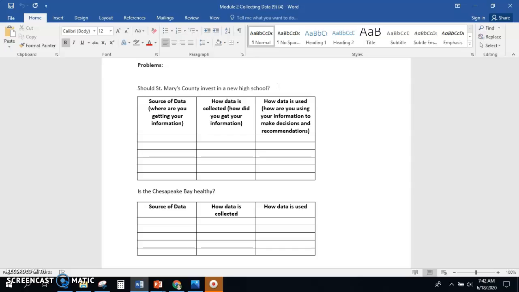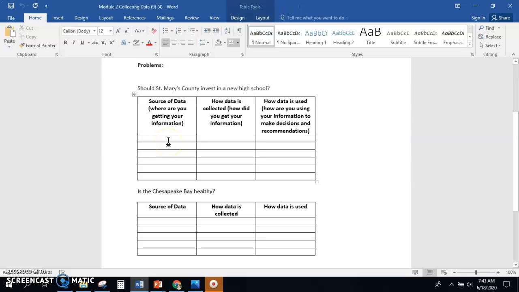So what you're going to do is think, what are some good search terms? Maybe student enrollment. Maybe St. Mary's County Public Schools, period. You can see the different high schools that we have, right? So your source of data, where are you getting your information from? If you are going to a reputable website, go ahead and put the name of that reputable website here.